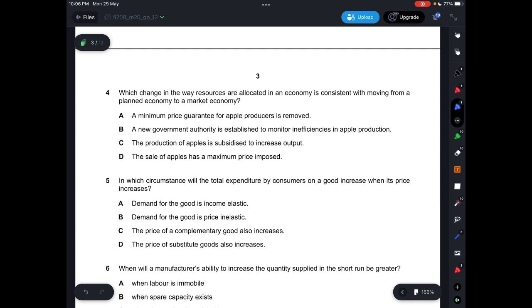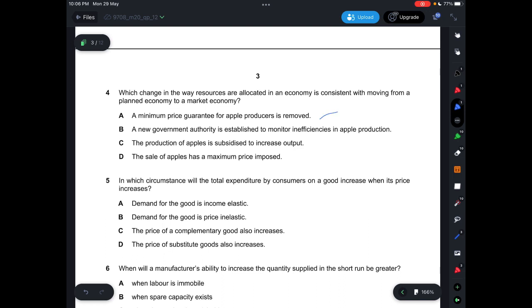So a planned economy is essentially when the decisions are made completely by the central government. And then in the market economy, the items are sold on the market based on the price mechanism and market forces completely. So there's a missing market for public goods and merit goods basically. So A, it says a minimum price guarantee for apple producers is removed, which is correct.